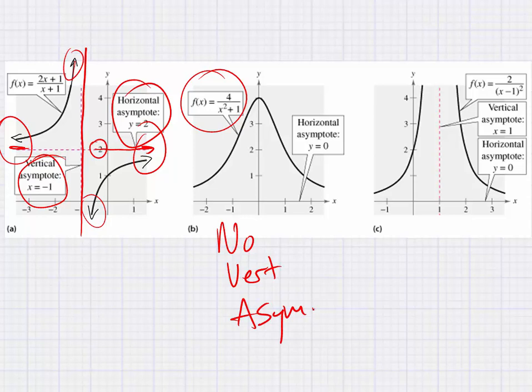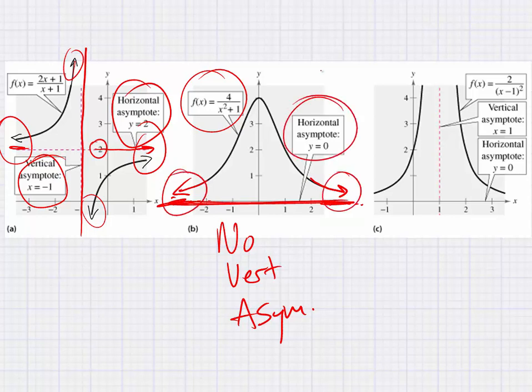Okay. However, if you look at the ends of the graph here, on this end and on this end, it's getting closer and closer to the x-axis. X-axis being that horizontal line. So this is my horizontal asymptote. Y equals 0 is another way of writing the x-axis. Okay. So this one has a horizontal asymptote, no vertical. So then go to the next one.